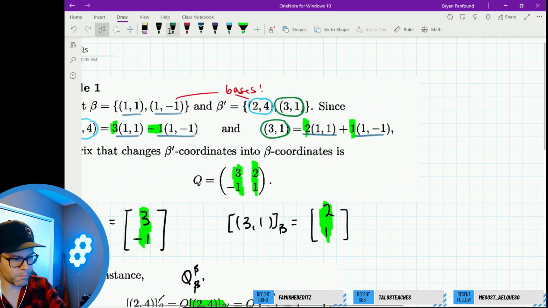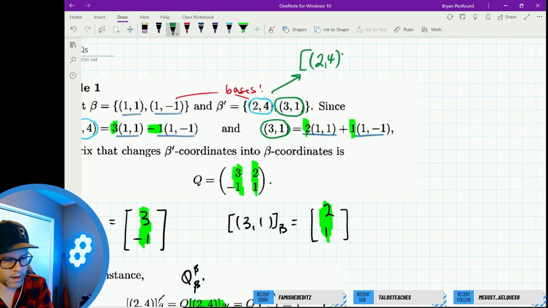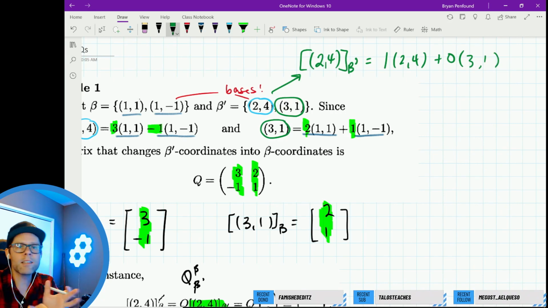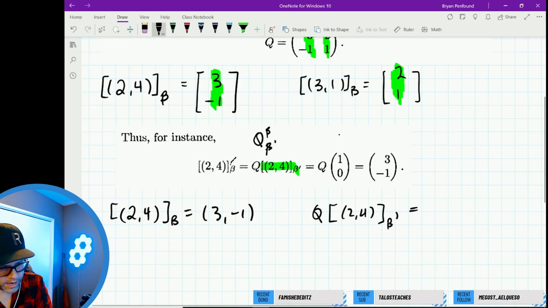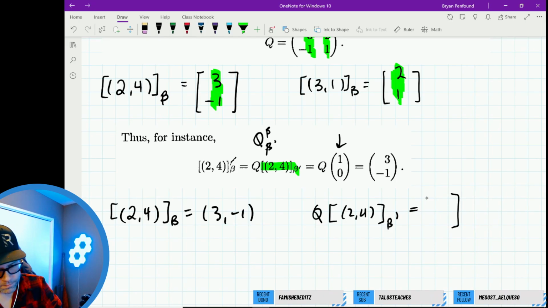Well, we just have to come back up here and convince ourselves that we really actually know what that is. So 2, 4, with respect to beta prime, would be 1 copy of 2, 4 and 0 copies of 3, 1, right? Because 2, 4 is one of the axes that I'm working with in this particular coordinate system. So 2, 4, with respect to its own basis, should just be 1, 0. So that's where they're getting this right here. So this should be Q times 1, 0.